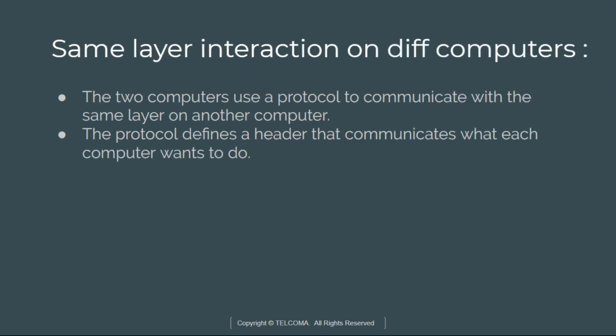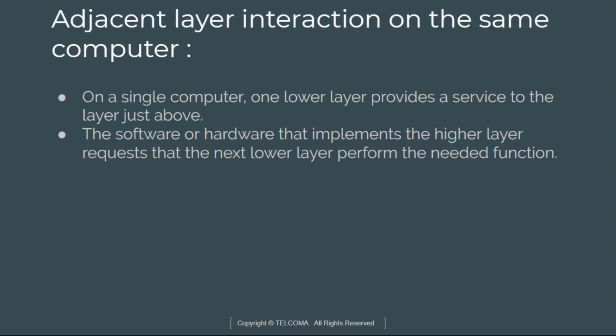We have same-layer and adjacent-layer interactions. In same-layer interaction on different computers, the two computers use a protocol to communicate on the same layer. One layer on one computer communicates with the same layer on another computer. The two computers use headers to hold the information that they want to communicate. Adjacent-layer interaction refers to how adjacent layers in the networking model on the same computer work together. A lower layer provides services to the layer above it.